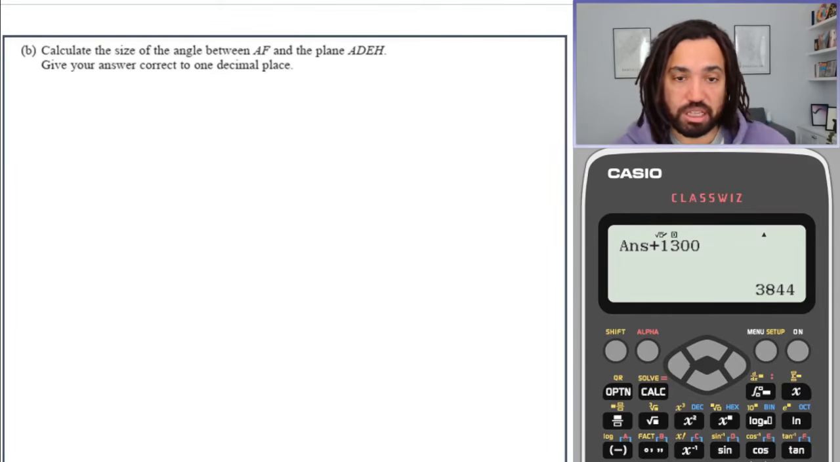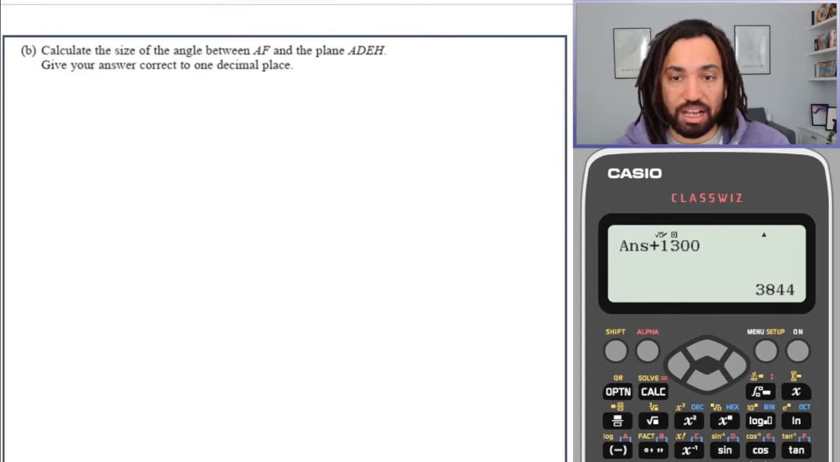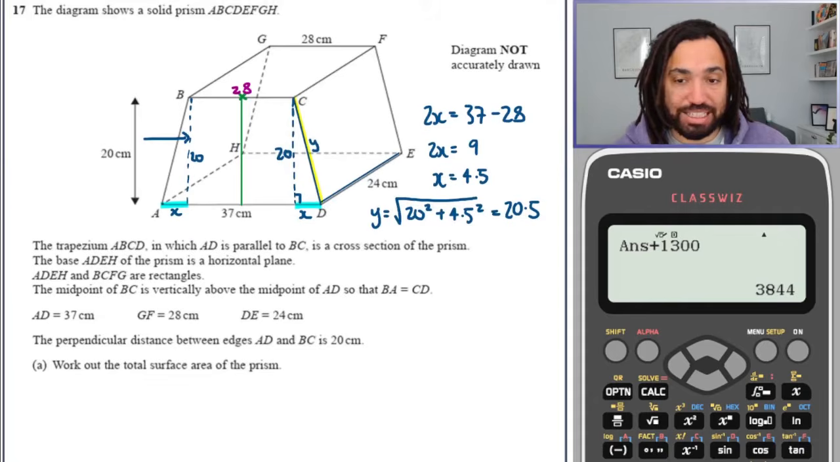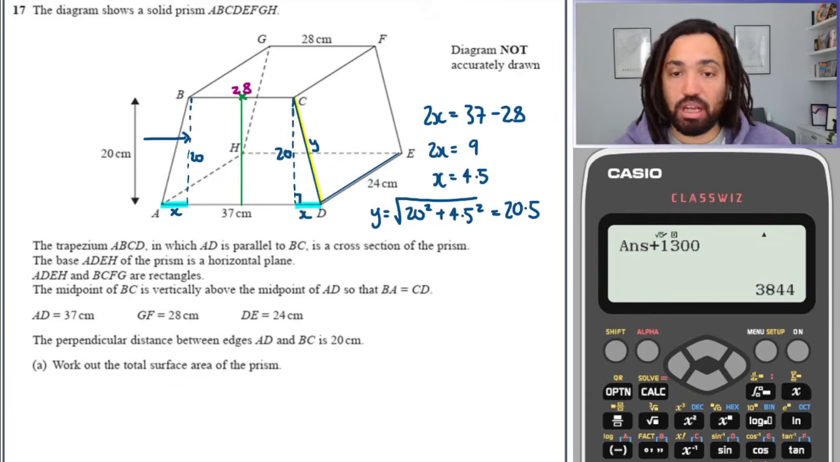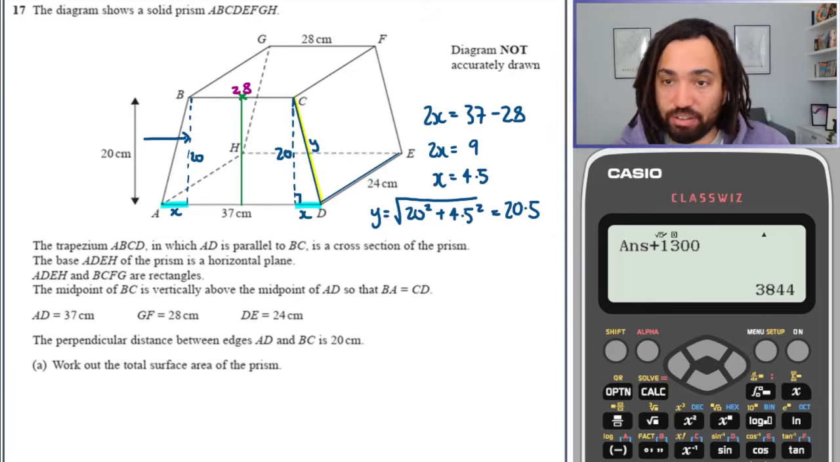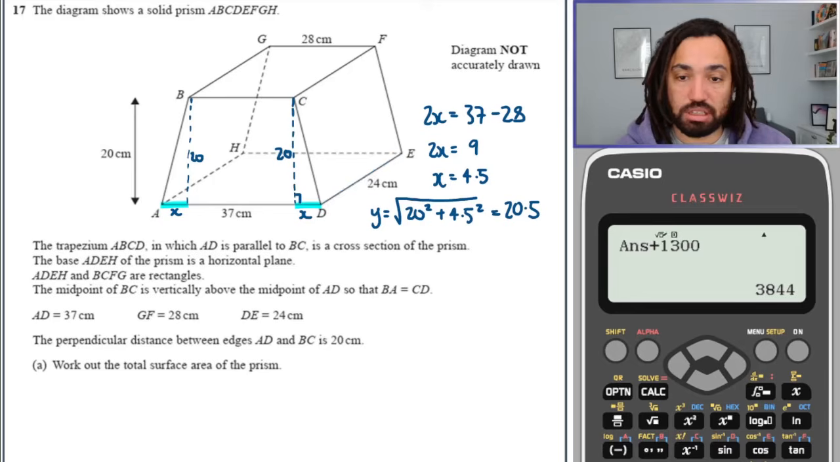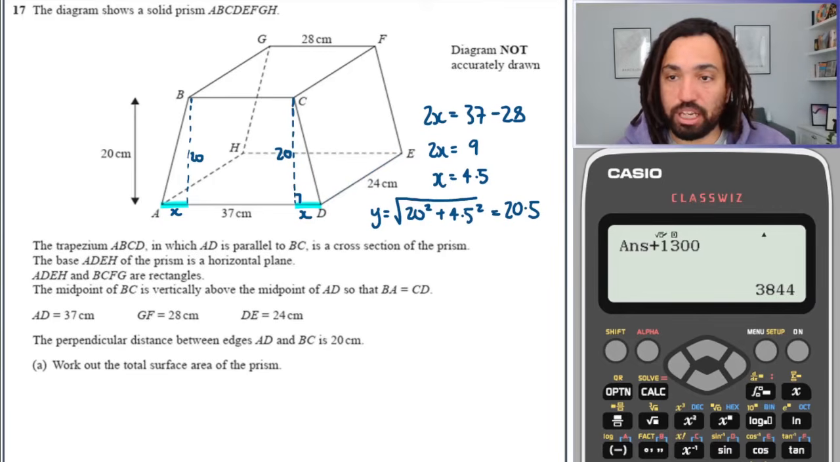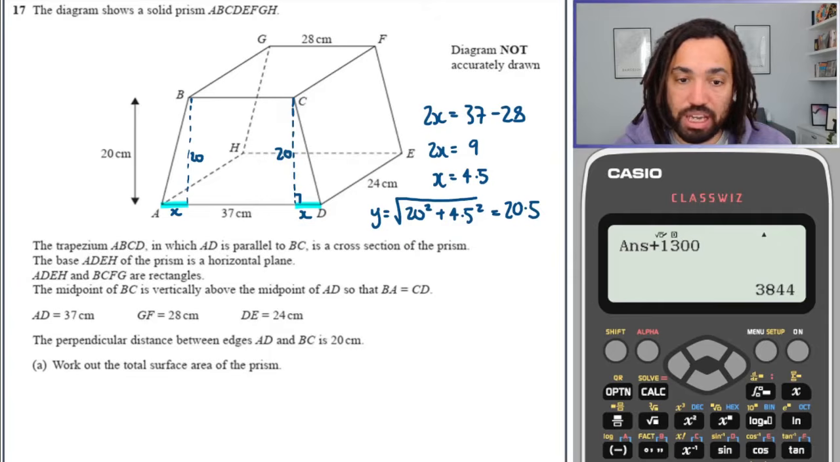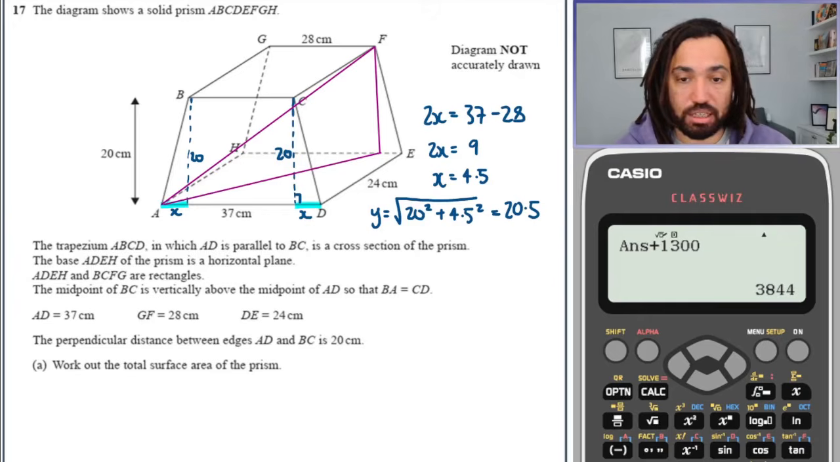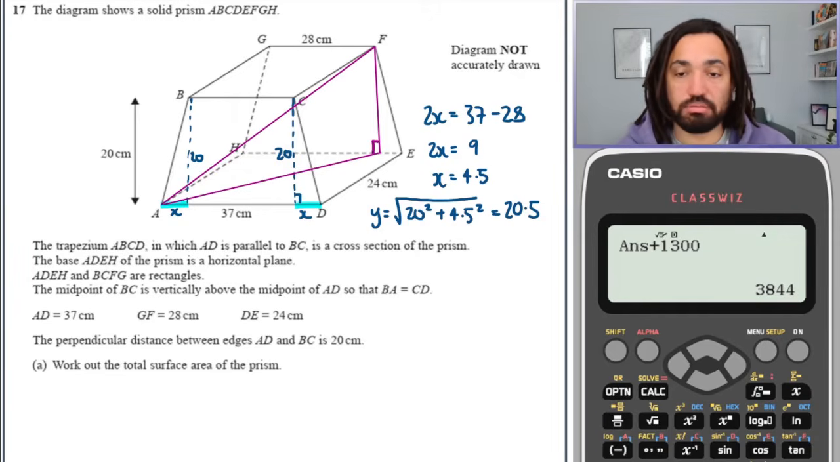Okay, the next part of the question says calculate the size of the angle between AF and the plane ADEH. Well, first off, the plane ADEH is the base, and in order to find AF, we're going to have to draw the line AF on. Let's just get rid of some of this working. I think I'll keep that, it might be useful. So A to F looks like this. We then draw a line directly down from the point at the top, and then we draw a line across that plane to make up a right angle triangle.